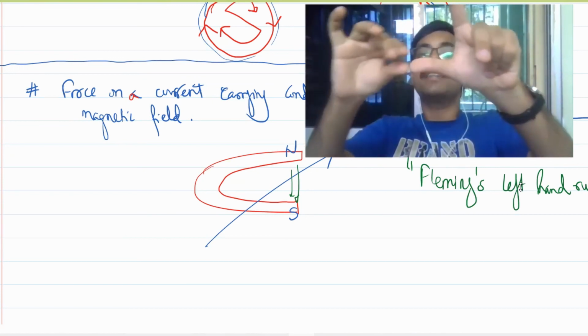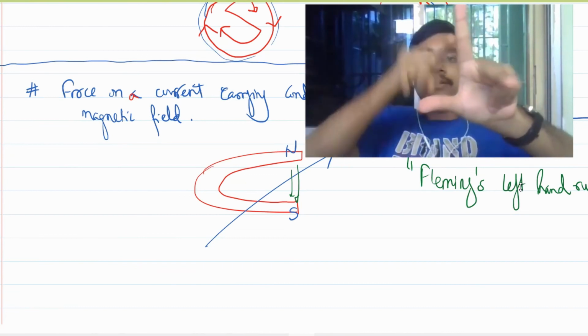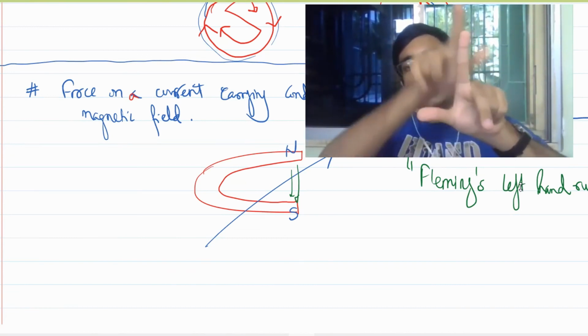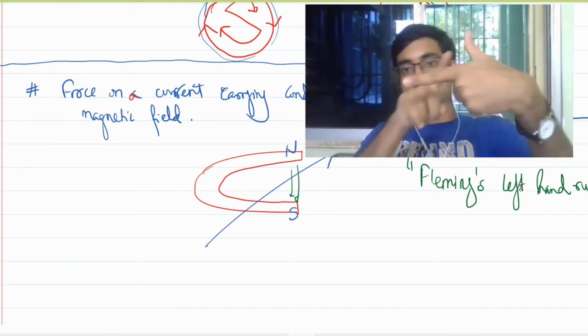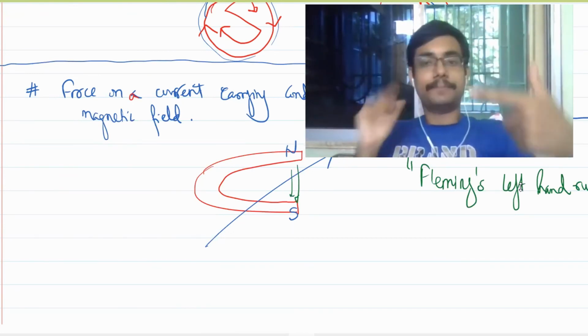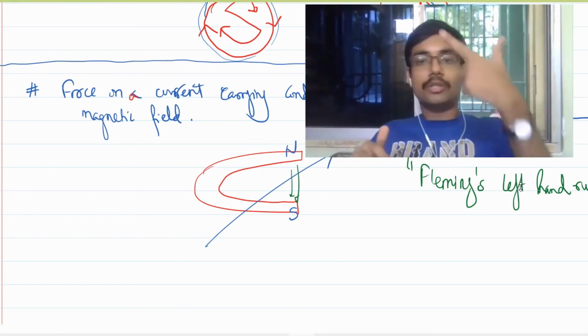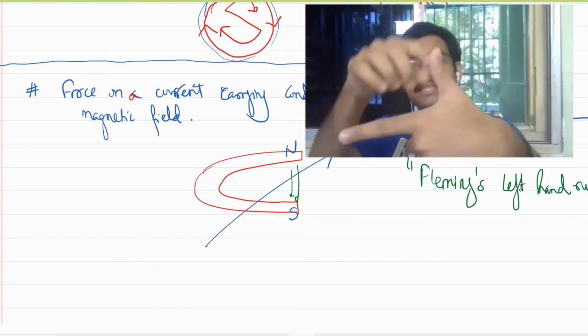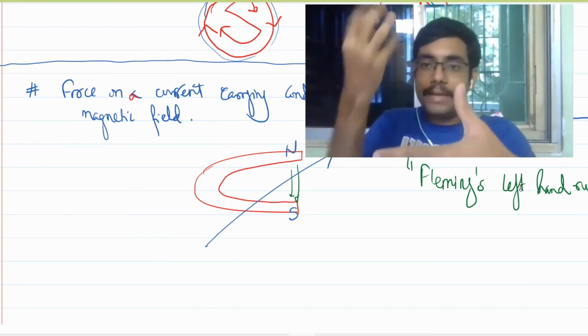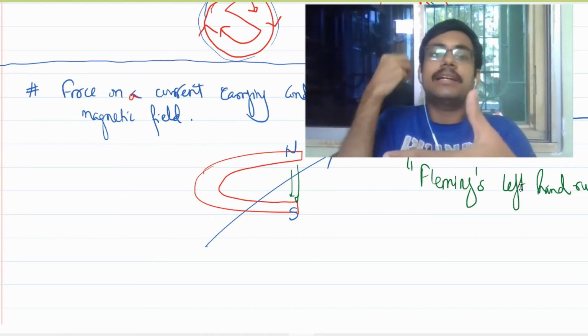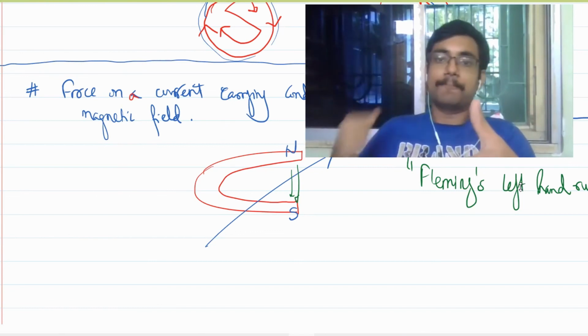This represents the direction of force. The finger pointing gives you direction. If it is pointing down, the direction is like this. If it is pointing like this, the direction is like this. Is this clear? So the thumb represents the force that is being applied, or the force that the current carrying conductor is experiencing.